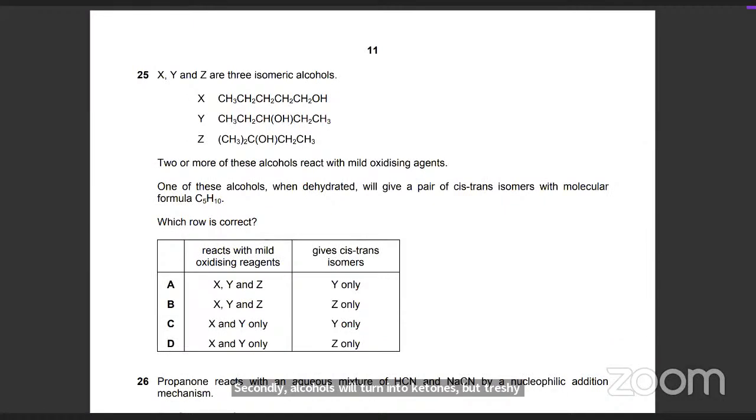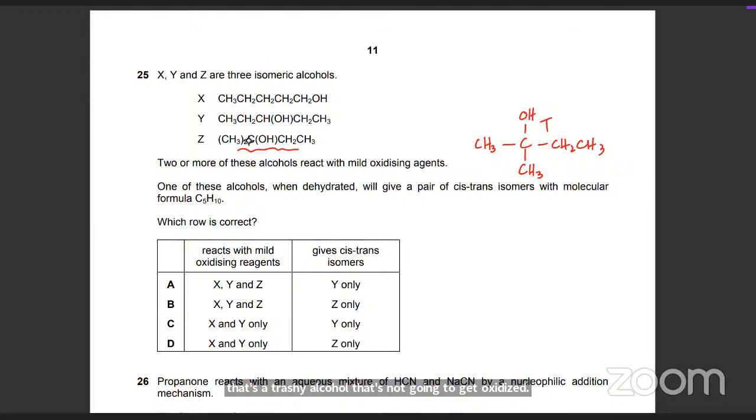So this one, if we draw it, is a carbon with an OH, and it's got 2 CH3 branches, and another CH2CH3 branch on the right side. So that's a tertiary alcohol. That's not going to get oxidized.